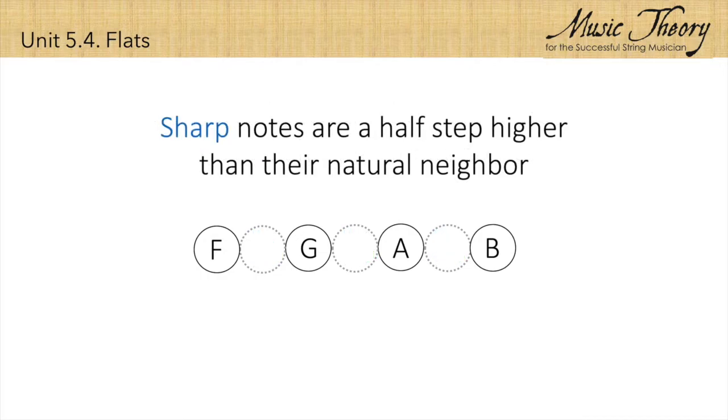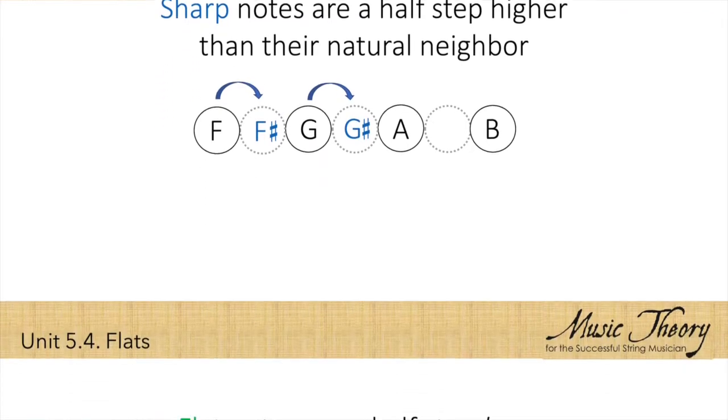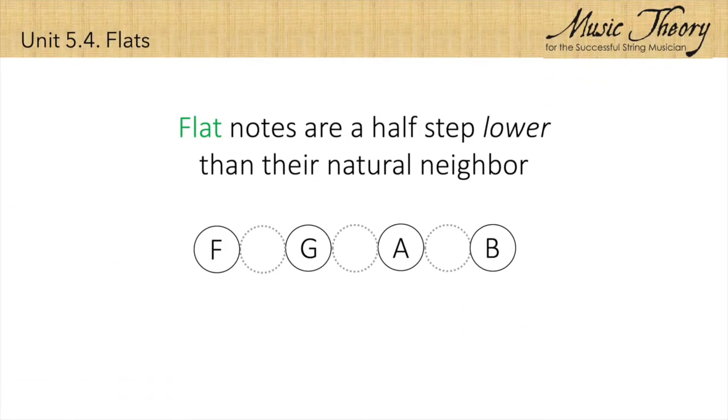Sharp notes are a half step higher than their natural neighbor, which means that a half step higher than F is F sharp, a half step higher than G is G sharp. Flat notes are a half step lower than their natural neighbor. So a half step lower than B would be B flat. A half step lower than A is A flat, and so on.